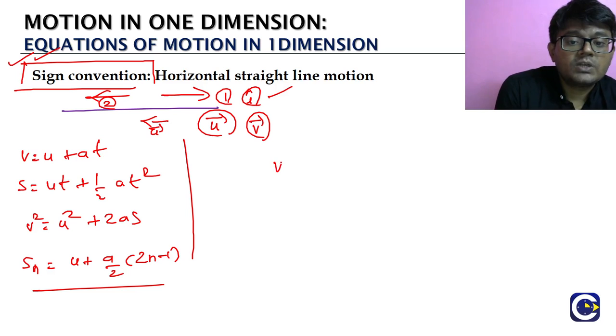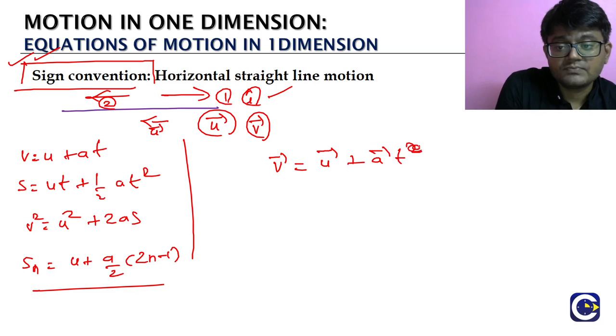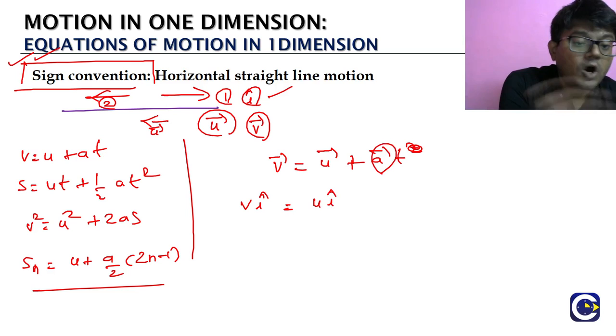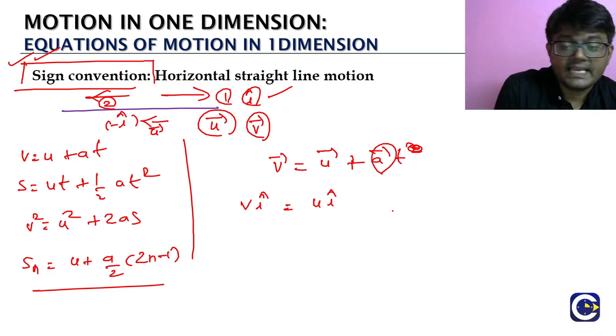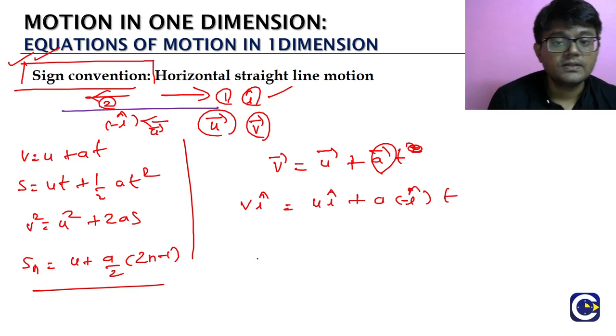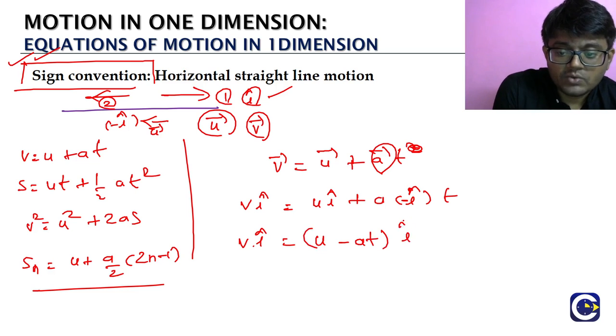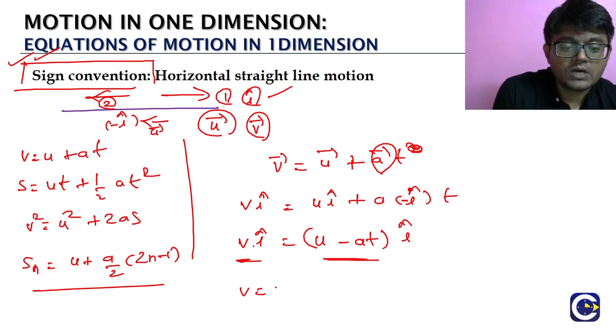Now look at the original equation in vector form. V bar is equal to U bar plus A bar into t. So here V bar will be written as V into I cap, because it is in the I cap direction. U bar will be written as U into I cap. But what about A bar? A bar is in exactly the opposite direction, which means we have to take it as minus I cap. So A bar has to be written as A into minus I cap. Now look at it. V into I is equal to U minus AT into I. Which means if you equate the components, what are we going to get?